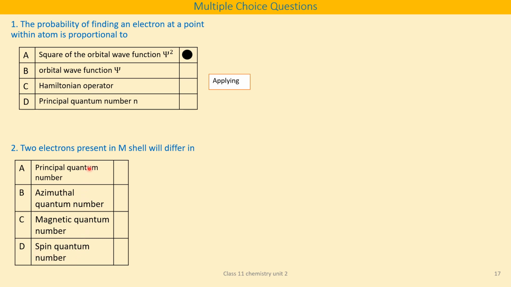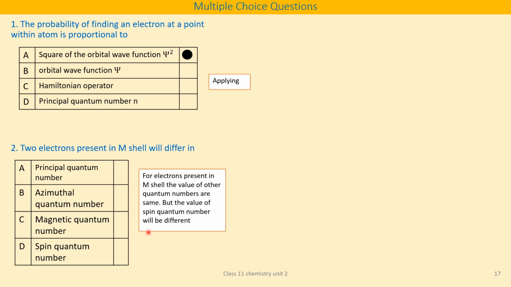So you examine, read it again and mark your answer. For electrons present in M shell, the values of the other quantum numbers are same, but the value of the spin quantum number will differ. Hence, two electrons present in M shell will differ in spin quantum number. It is given in option D. Please mark it.